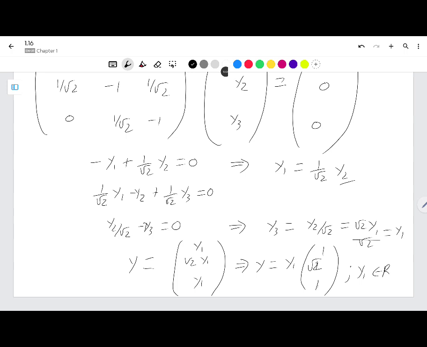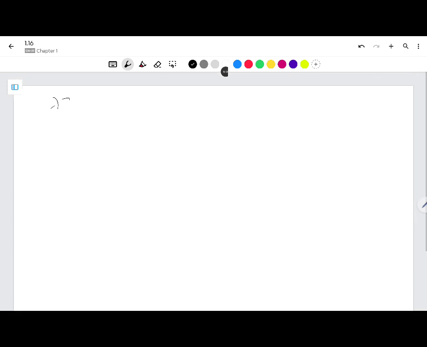Okay, so the same thing can be done for lambda equal to minus 1. Let's say it's z. It will be z1, and this will be negative square root of 2, right?